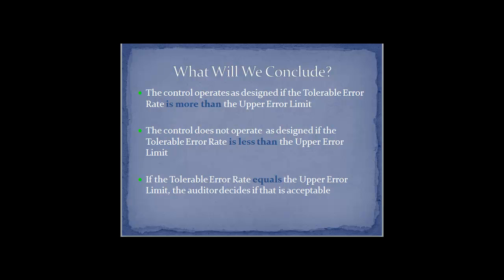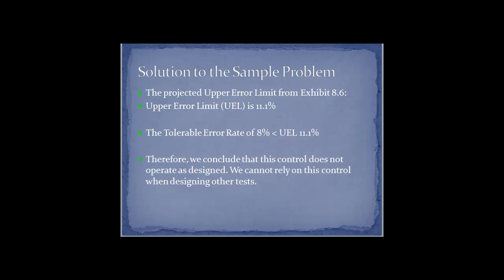In our example problem, that's not the case. We said we could tolerate 8% and the upper error limit is 11.1%. And so this is the case we have for this sample problem. If the rates happen to be the same, the auditor gets to decide. That's what the auditing standards say. You decide, is the control failing or not failing? So the solution to this sample problem: we conclude this control does not operate as designed. We cannot rely on this control when designing other tests.